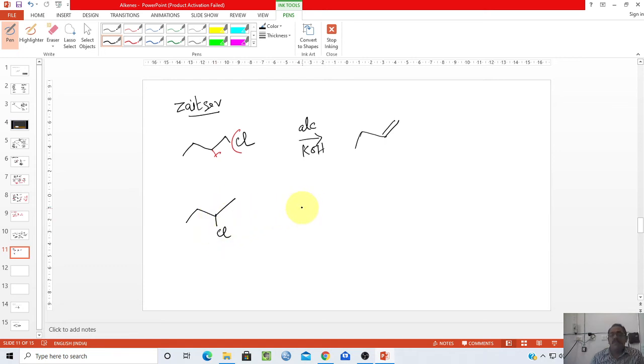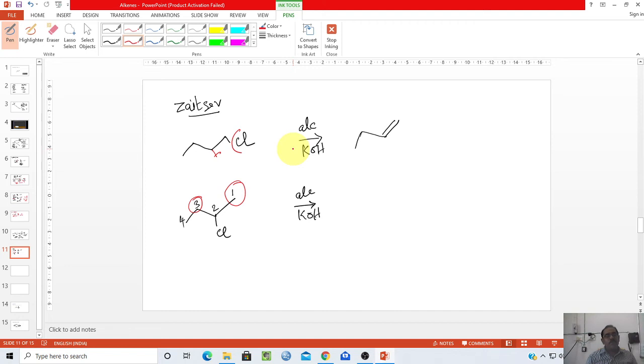The same, we are treating with alcoholic KOH. Is there any possibility of removal of hydrogens? Yes, there are possibilities. Here we have one hydrogen, second, three, four. Hydrogen can be removed from two places: either from the first carbon or from the third carbon.